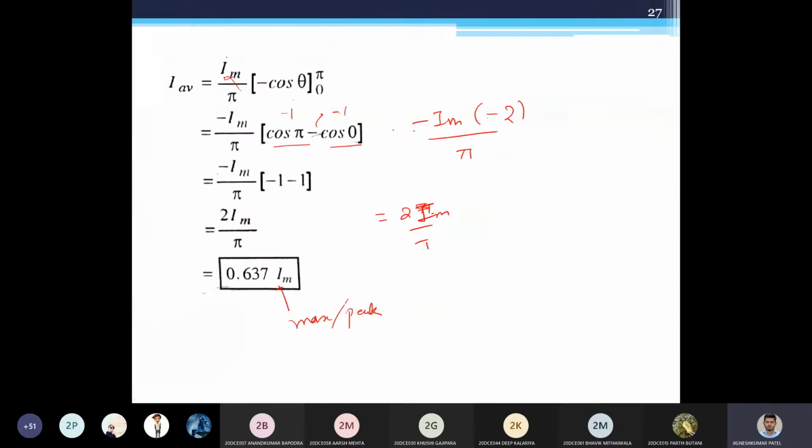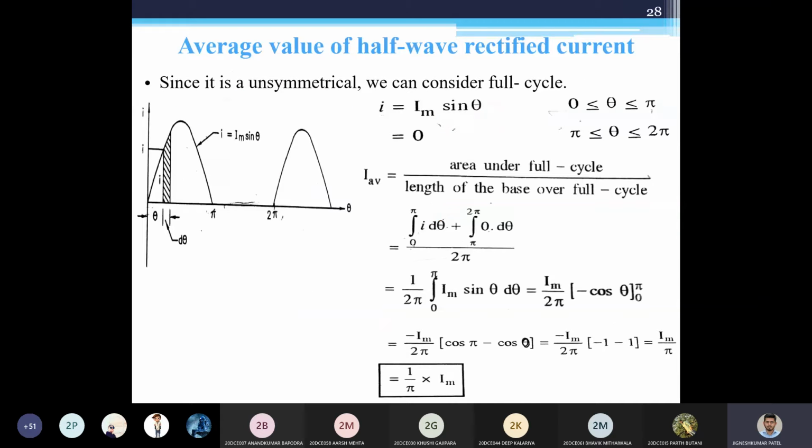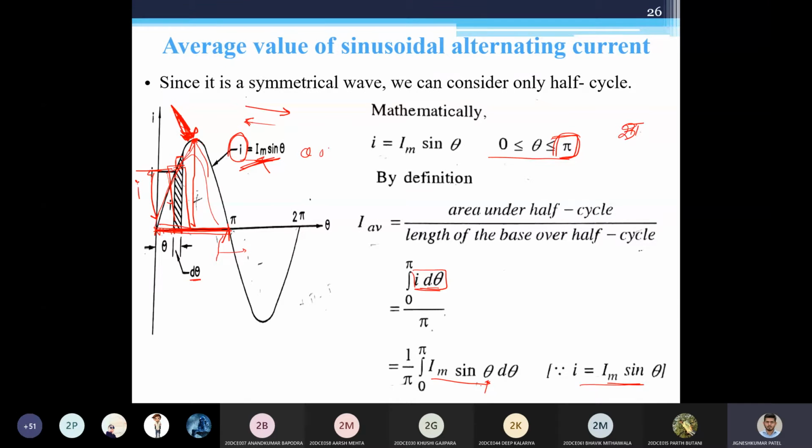So this is how you can find out the average value, and you have to remember this equation. We are going to calculate some examples based on this. So I average is equal to 0.637 of I max, or I peak value, the maximum value of the current. It is at this point, this is the point where I will get the maximum value. Then this was for a full sine wave.